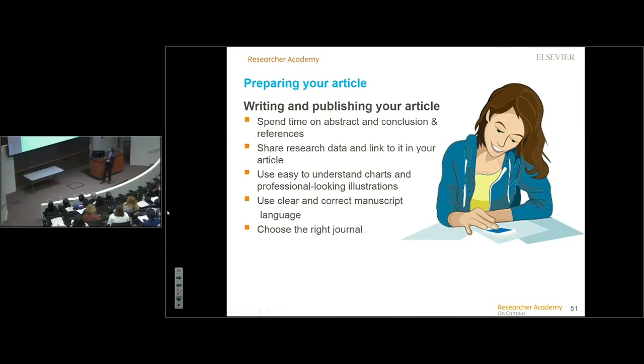This starts when you're preparing your article, spending time on that abstract and conclusion and references. The abstract and conclusion, because these are the things that people are going to read. Even if you've got a paper that you're publishing subscription, or a paper that you're publishing open access, it's still going to be that abstract that more people are going to read than not. We talked about that earlier.